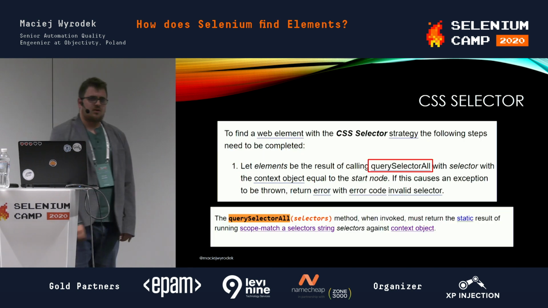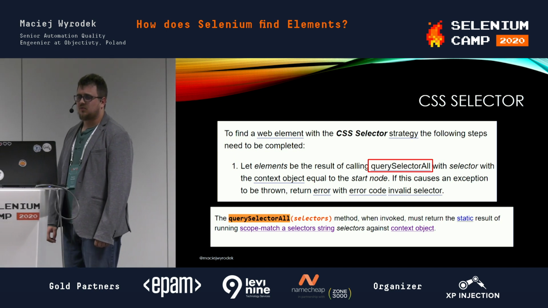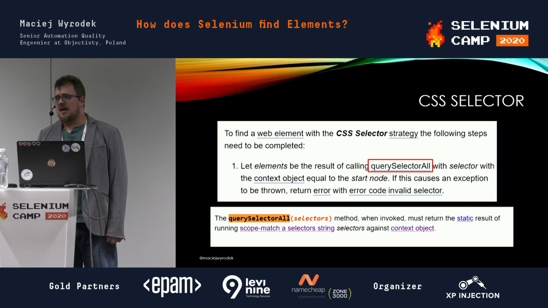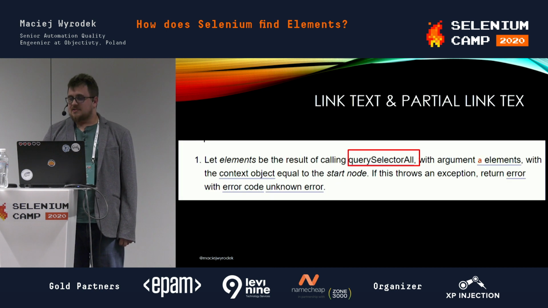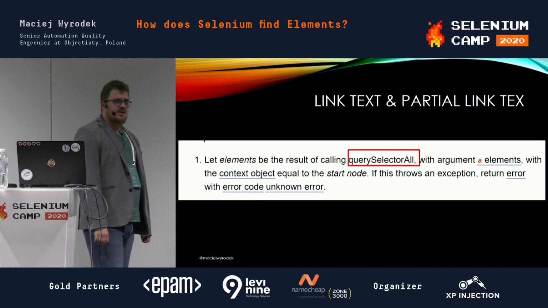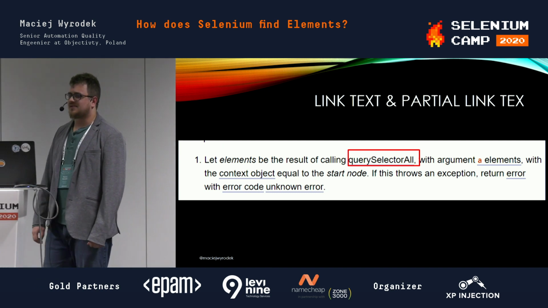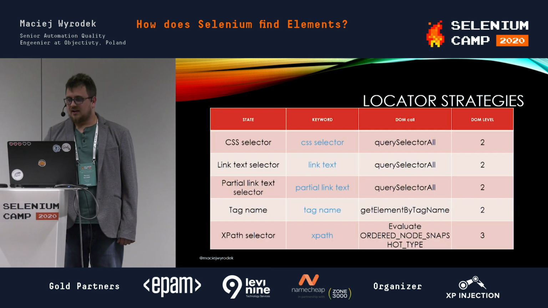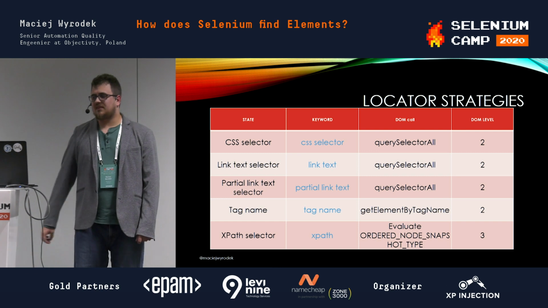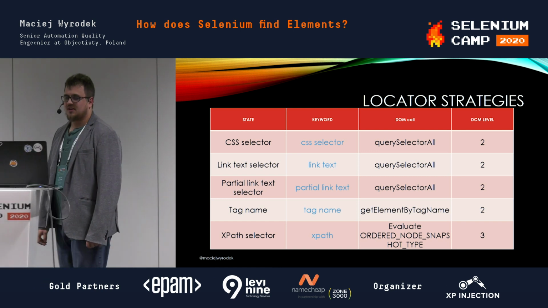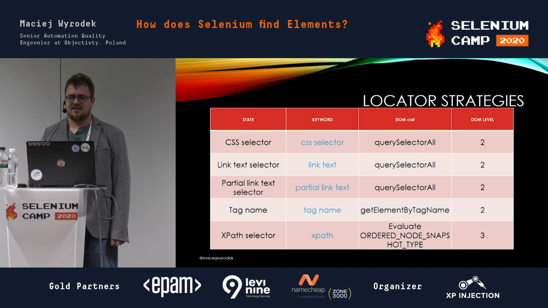Basically, all of them are using DOM functionality. In case of CSS selector, we are using query selector all, and we are parsing our selector there. Similarly, it is for link text and partial link text. The difference here is that after you find the elements, we are looking still for the text. I won't go into all details, but this is the whole table of different actions. So ID, name, and class are translated to CSS selector, so you get it here.